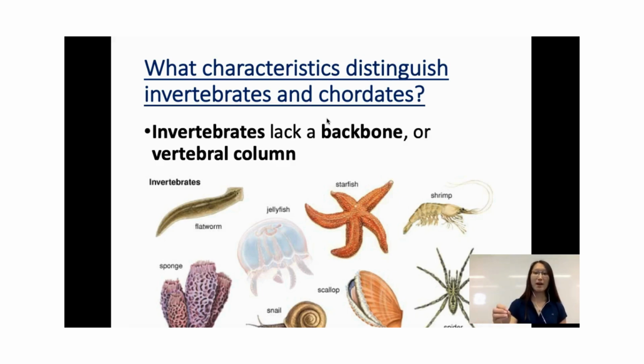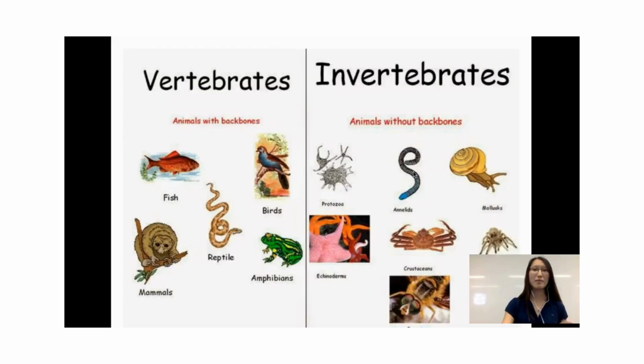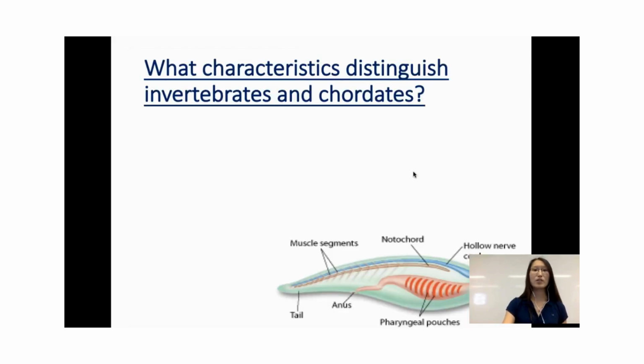So when we think about animals, there are two different categories. There's the vertebrates and there's the invertebrates. The invertebrates do not have backbones or a vertebral column. You can just remember the backbone part. But the vertebrates do. And you can also call vertebrates chordates.